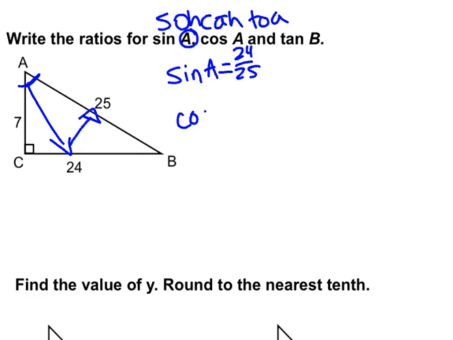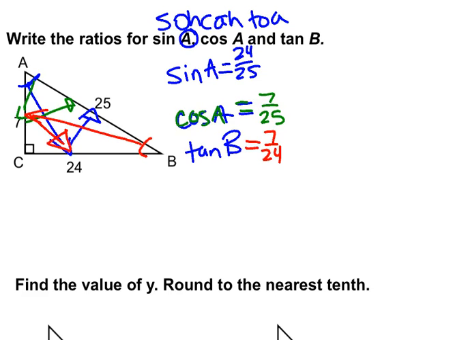So now we're going to do the same thing for cosine of A and tangent of B. Make sure you're using tangent of B, not tangent of A. Pause and finish those. Alright, check your answers. Mine, cosine of A should be 7 over 25, and tangent of B should be 7 over 24. They changed the angle on you there from A to B. Make sure you change the angle as well.